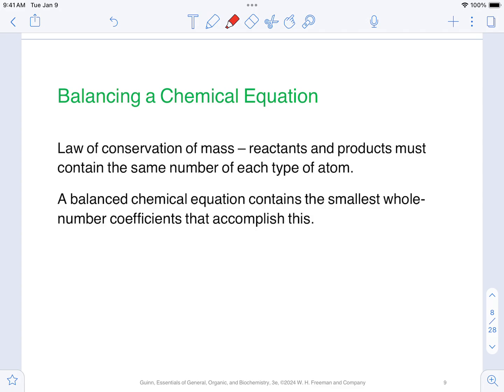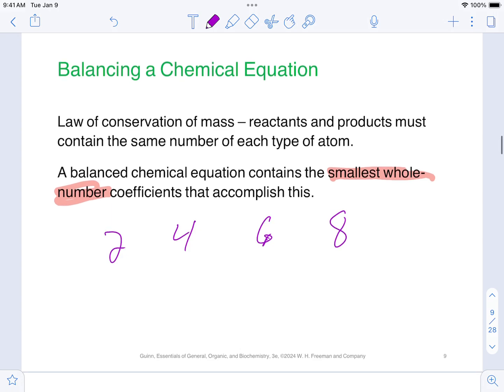A rather important part of balancing is that the coefficients need to be in the smallest whole number ratio. So for example, if we were balancing an equation and the coefficients came out to be a 2, 4, 6, and 8, let's pretend those are the numbers. You must reduce those. So in this case, they're all divisible by a 2. So this would have to become a 1, 2, 3, and 4. Has to be in the smallest whole number.